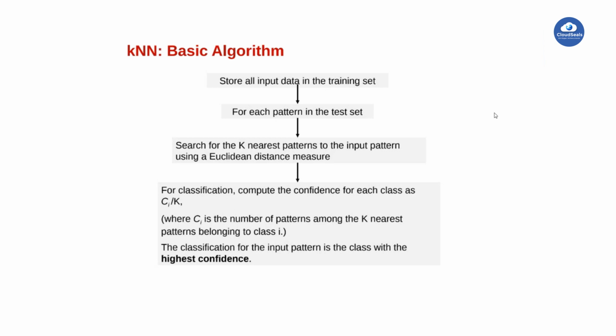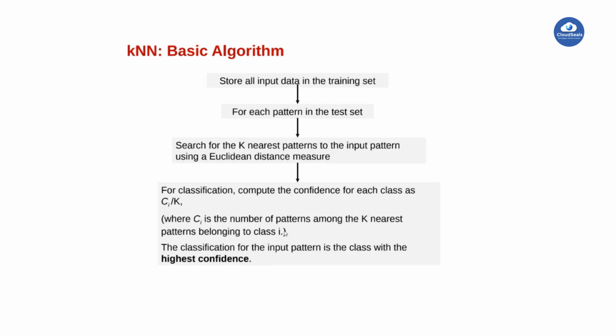We need to identify this. For example, we have only 4 or 5 classes in our dependent variable, but we have at least 50 to 100 patterns in the training data. That means some group of patterns belongs to one class, some other group belongs to class 1, some other group belongs to class 2. So we need to identify Ci, the number of patterns among the k nearest patterns belonging to class i. Out of all patterns, how many patterns belong to class A? How confidently? Here we will measure confidence.